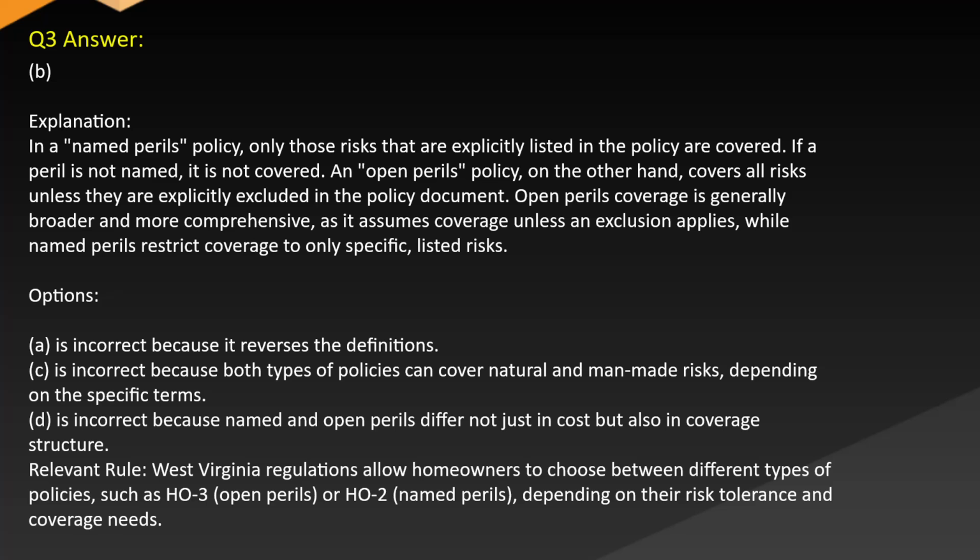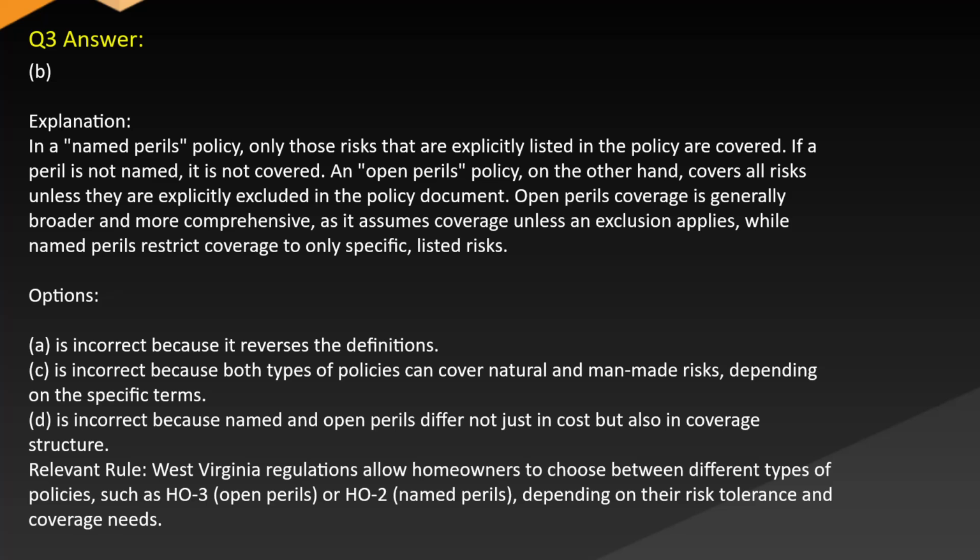Answer B. Explanation. In a named perils policy, only those risks that are explicitly listed in the policy are covered. If a peril is not named, it is not covered. An open perils policy, on the other hand, covers all risks unless they are explicitly excluded in the policy document. Open perils coverage is generally broader and more comprehensive as it assumes coverage unless an exclusion applies, while named perils restrict coverage to only specific listed risks.